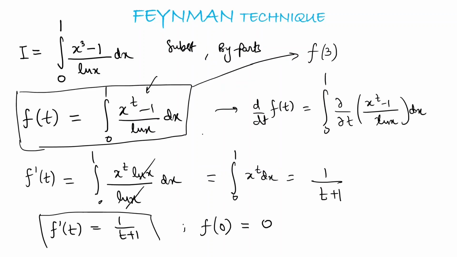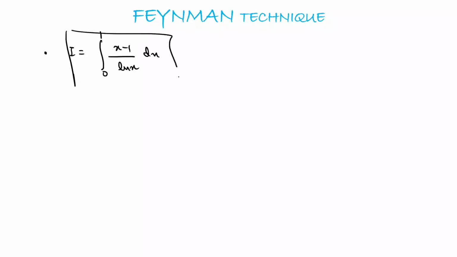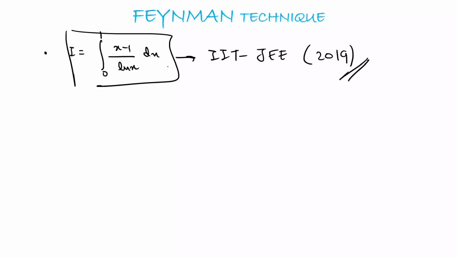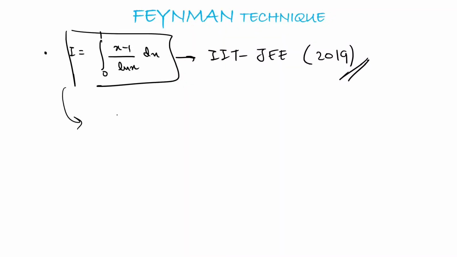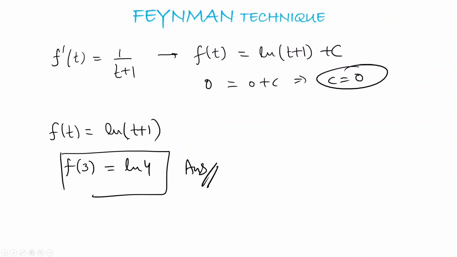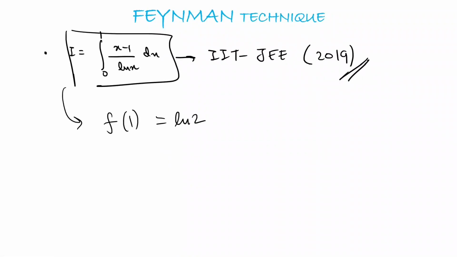And there's one more thing I wanted to tell actually. I chose this example because I saw one question, I equals integral 0 to 1 of x minus 1 over ln x dx. And this question was asked in IIT JEE examination. I think it was 2019. I'm not sure about the year, but this is the question they asked. And you can see this integral is nothing but f of 1, the function f that we calculated here. So if we substitute t equals 1, you will get f of 1 equals ln of 2. This is what we are getting, right?